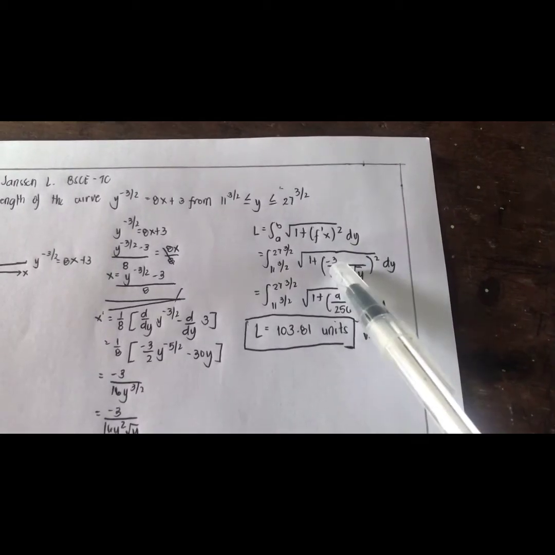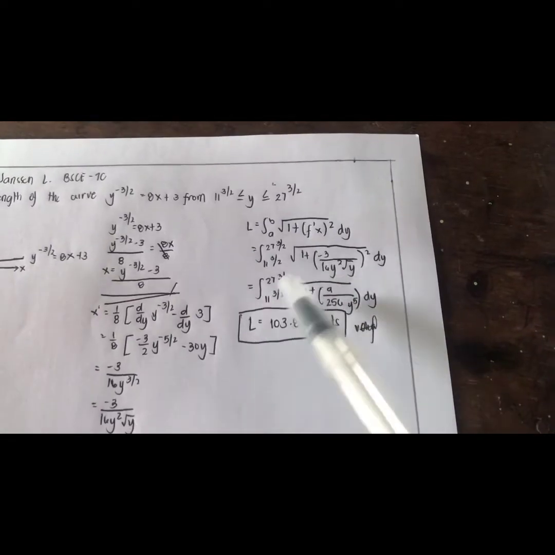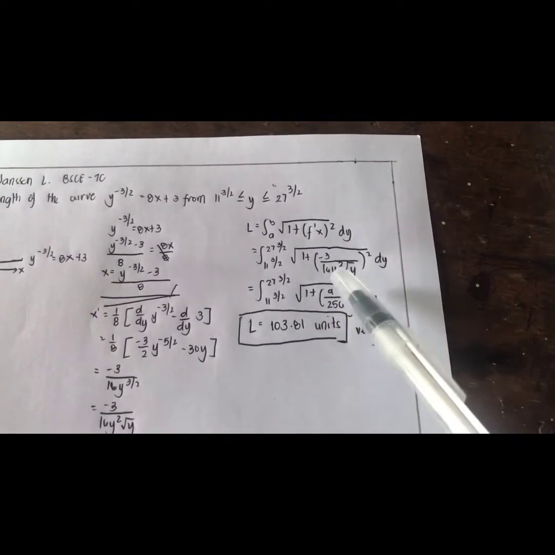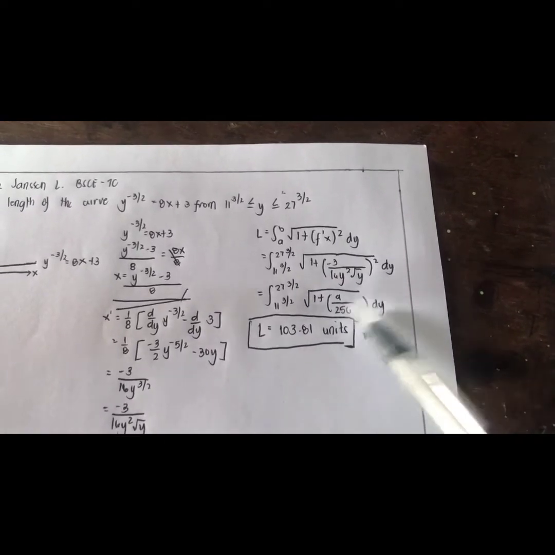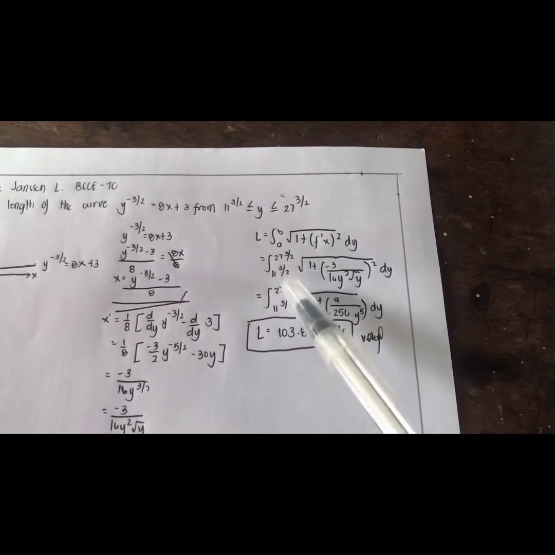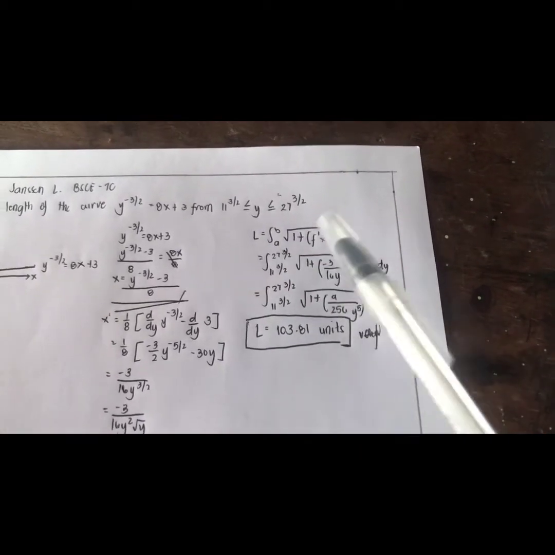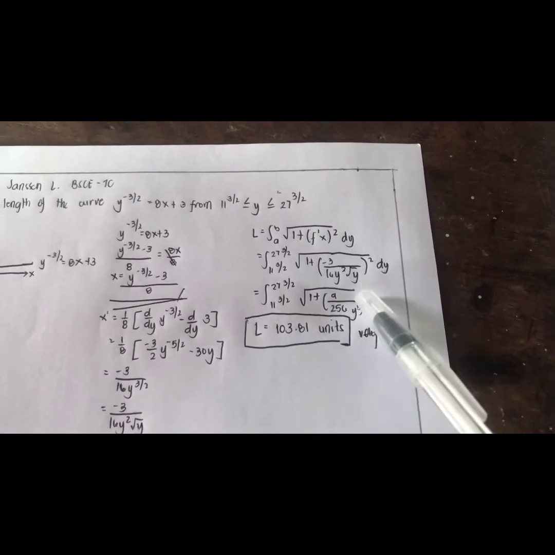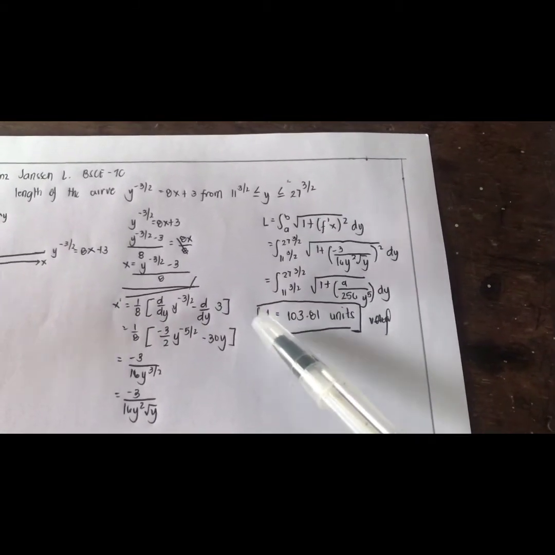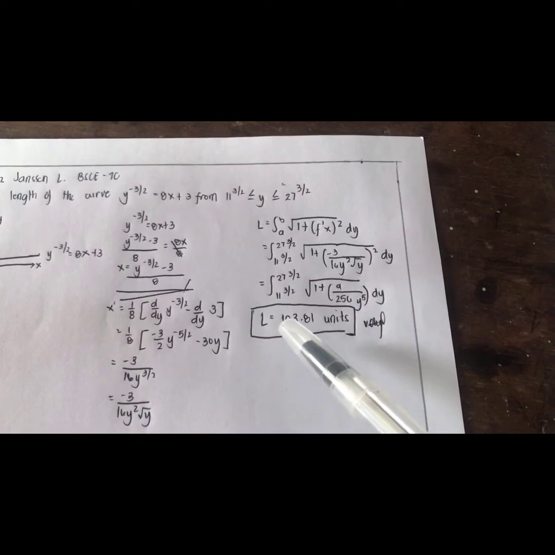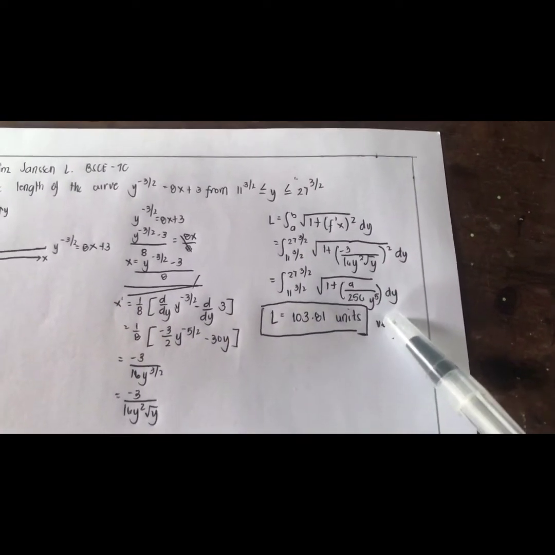Now solving this one, we will have the integral of the square root of 1 plus 9 over 256 y raised to 5 dy from 11 raised to 3 over 2 to 27 raised to 3 over 2. Now if we input this in the calculator, we will have L is equal to 103.81 units. And that is the final answer.